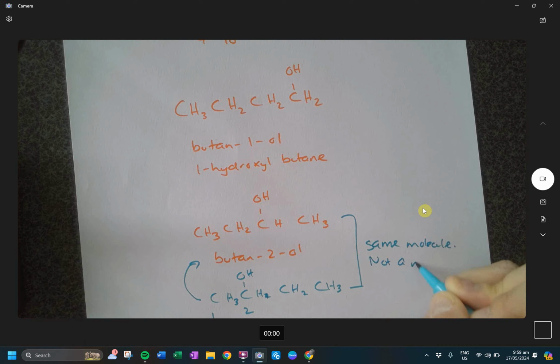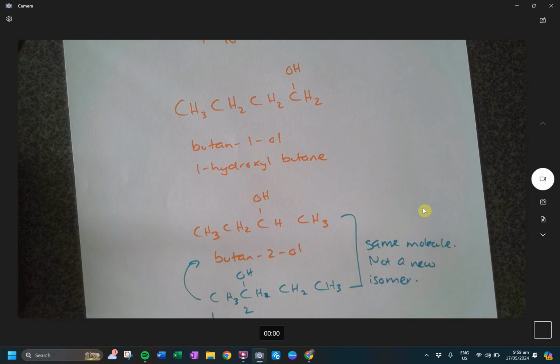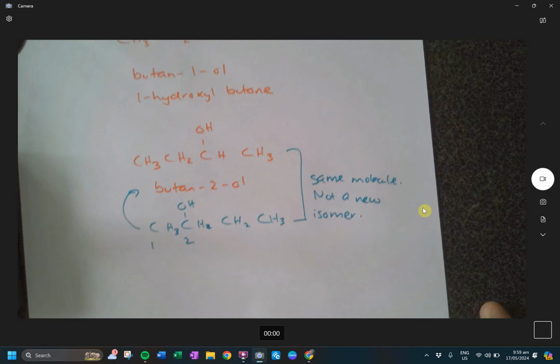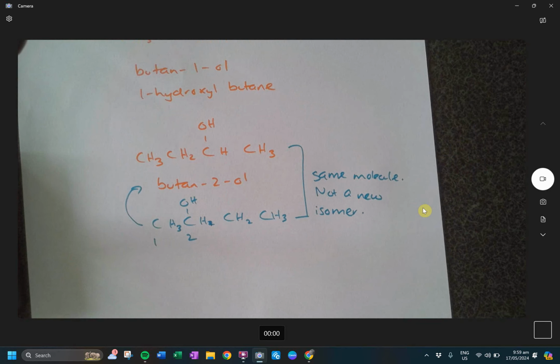Not a new isomer. Cool. That's why I suggest you name it. All right. And if I move this onto carbon number 4, do I have any new molecule? No, because it's butan-1-ol still. So now that I've worked my way through and checked, I moved the alcohol down each carbon, I go, okay, I've maximized all that I can do with the OH.